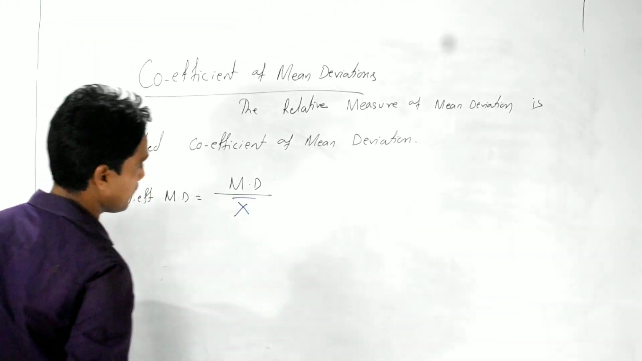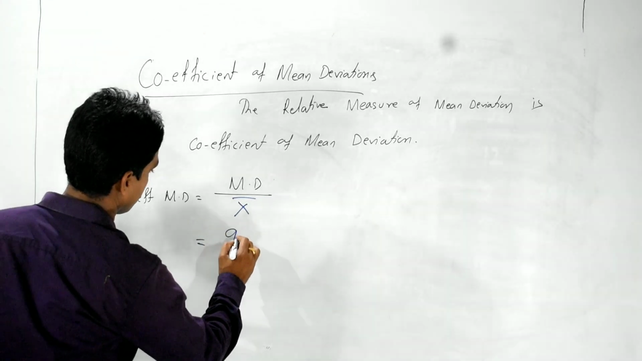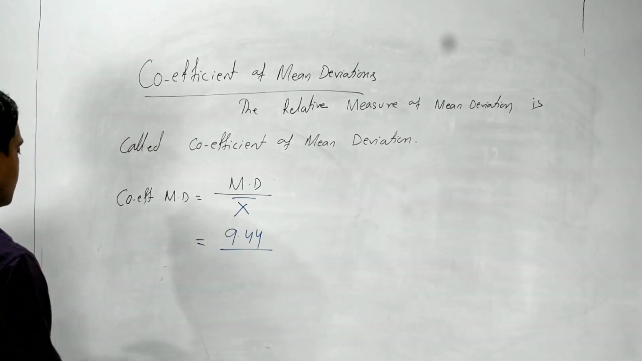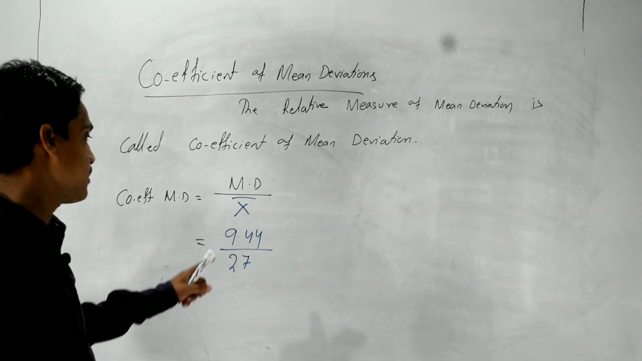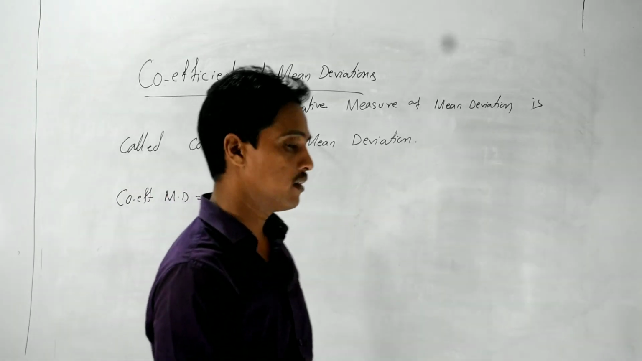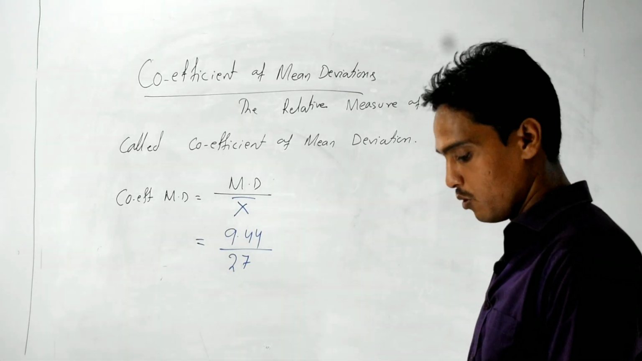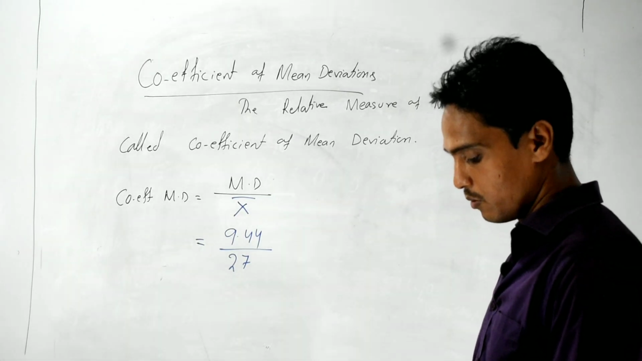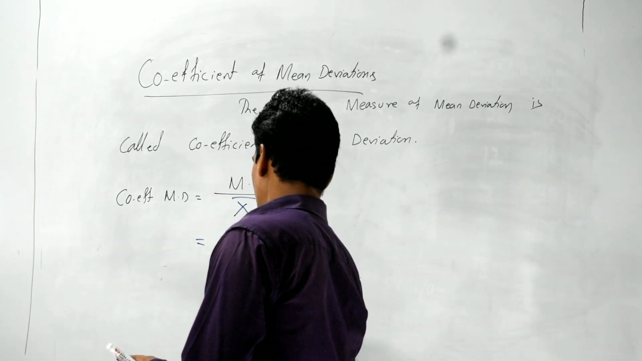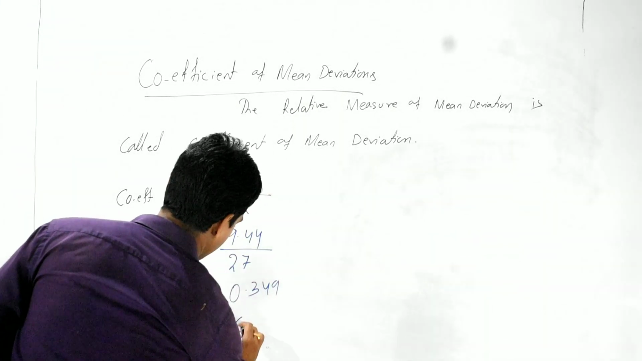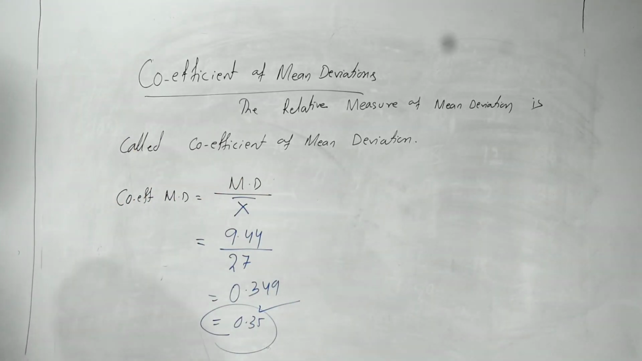Divided by arithmetic mean. So in this question, coefficient of mean deviation equals 9.44 divided by x bar 27. So coefficient of mean deviation equals 9.44 divided by 27, which equals 0.349 or 0.35. This is our coefficient of mean deviation.